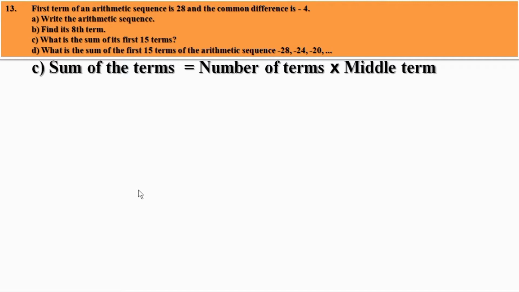So sum of first 15 terms equal to 15 into 0, that is equal to 0. Therefore sum of first 15 terms equal to 0. Now we have to find sum of the first 15 terms of the arithmetic sequence -28, -24, -20, etc. If the first term is -28, common difference is 4.